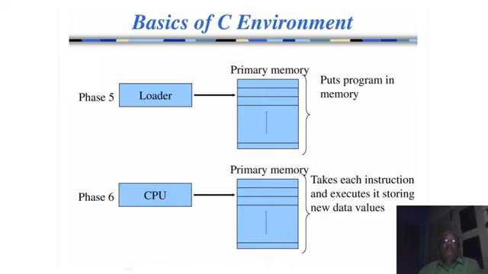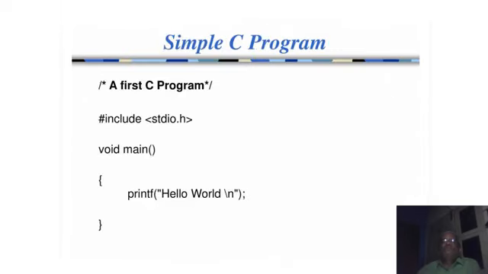In phase 5, we call it the loader. We know very well that we have primary memory and secondary memory, and this stage puts the program in memory. We need to fetch it from the hard disk or secondary storage device and put the program code into primary memory to execute it. In phase 6, it is brought to the CPU, which takes each instruction and executes it, storing new data values.